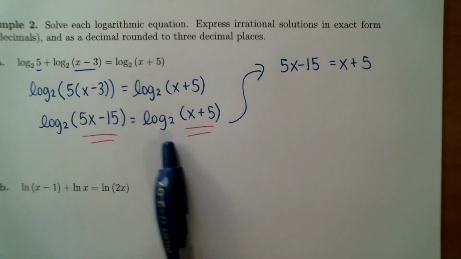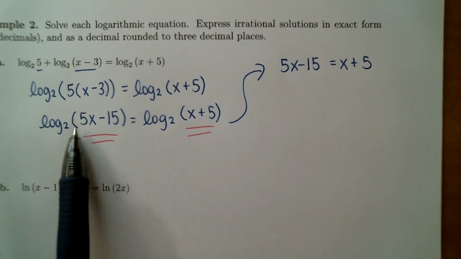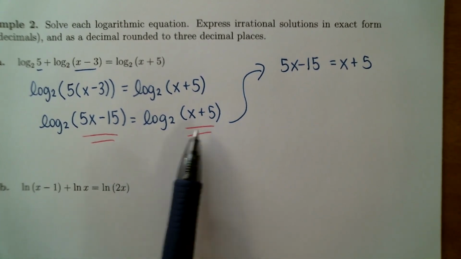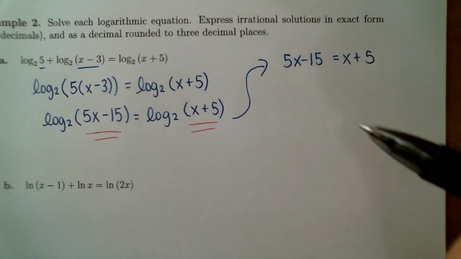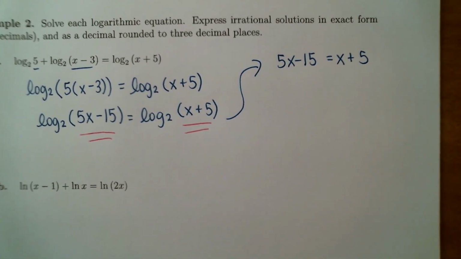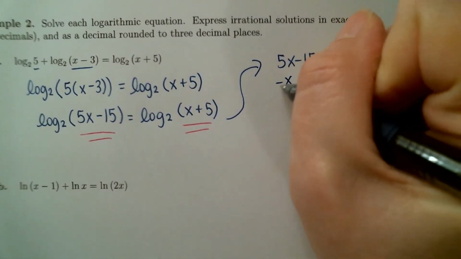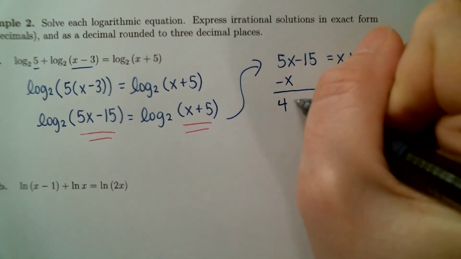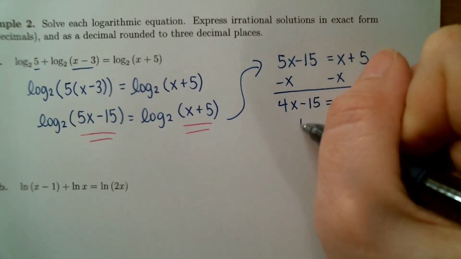If you have two logarithms of the same base equal to each other, the only way that can be possible is if the stuff you're taking the logarithm of is equal to each other. That's it. So solve this for x. This is a linear equation. The highest power of x is 1, so just isolate the x. I'm going to move all the x's to one side, so I'm going to move this x over. I'm going to get 4x minus 15 is equal to 5. Add the 15.